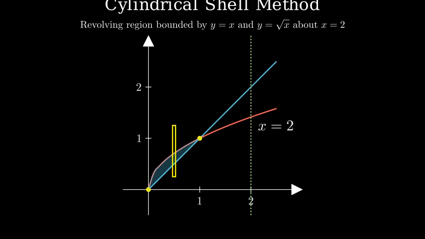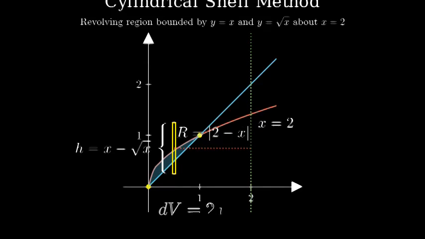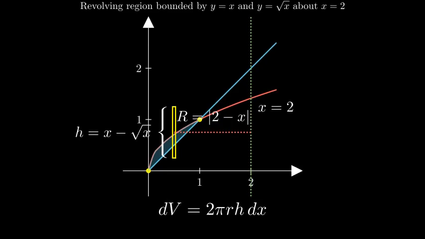The cylindrical shell method works by taking a thin vertical strip of our region and revolving it around the axis. The radius of the resulting shell is the distance from our strip to the axis of rotation. The height of the shell is the difference between the upper and lower functions at that point. The volume formula for a cylindrical shell is 2 pi times the radius times the height times dx.